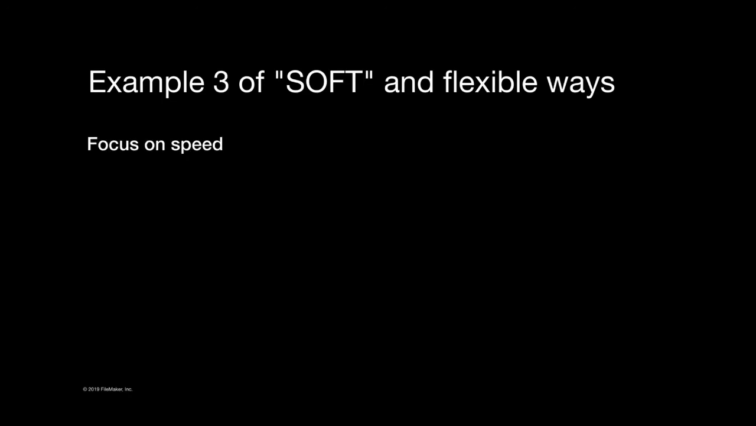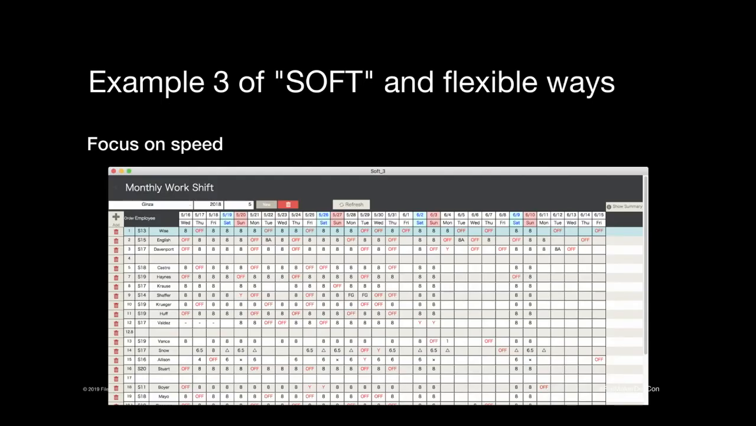The next one focuses on speed. First of all, imagine there's a layout like this. It's for inspecting and coordinating a monthly working shift schedule. Probably many of you have seen something like this. All the employees in this division, this year and this month are listed, and it's set which day who's going to work.